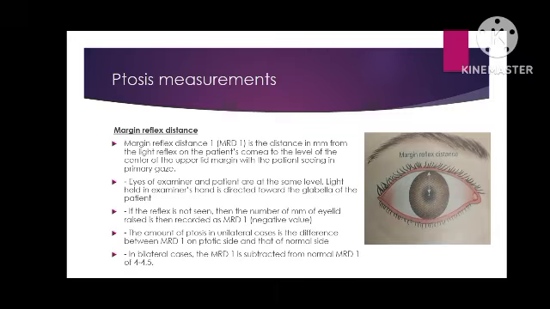The examiner and the patient are at the same level. The light is held in the examiner's hand, directed toward the globe of the patient. If the reflection is not seen, then the number of mm of eyelid raised to obtain the reflex is recorded as a negative MRD1 value. The amount of ptosis in unilateral cases is the difference between the MRD1 on the ptosis side and that on the normal side. In bilateral cases, the MRD1 is compared with the normal MRD1, for example 4 minus 4.5.